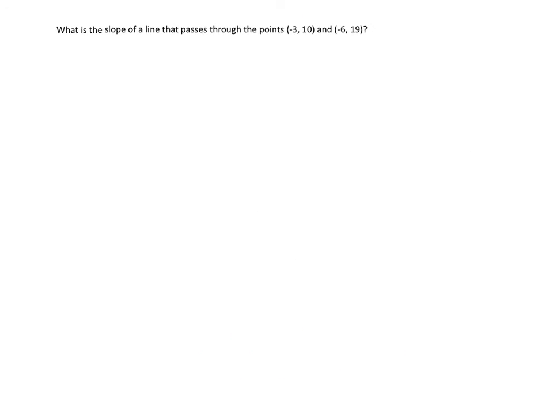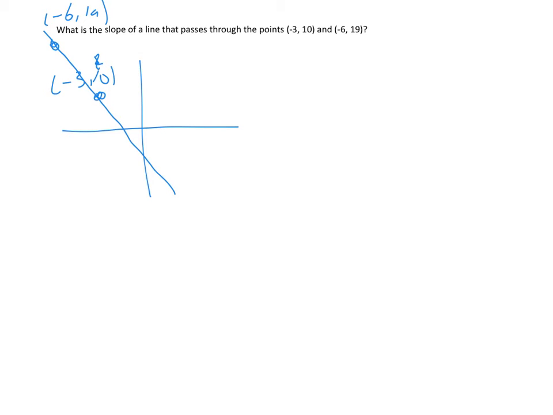Here's another one, so I'll just sketch it so we have a visual. Negative 3, 10, so if I go back about 3 and go up 10, I'm just going to make it around here, negative 3, 10. And the other one is negative 6, 19, so I'd have to go back even further and up even further. This would be negative 6, 19. Again, this is just for reference, because when I draw this line, reading from left to right it drops. This is actually going to be a negative slope.